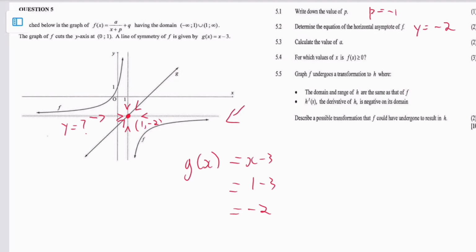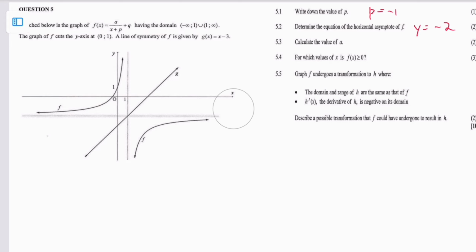Okay, let me just make that a little bit neater. I hope that what I lack in neatness of handwriting, I make up for in clarity of explanation.